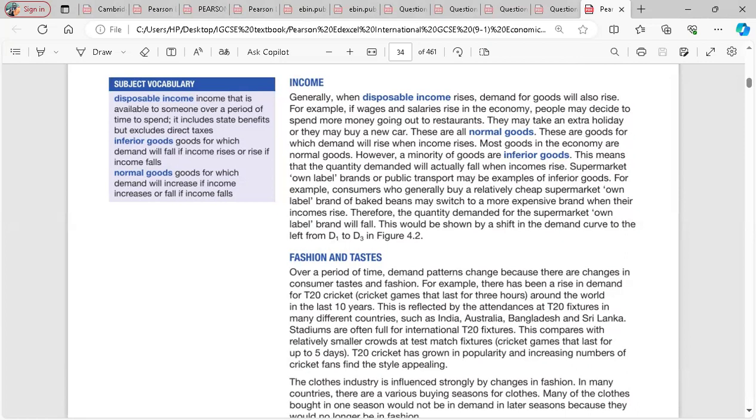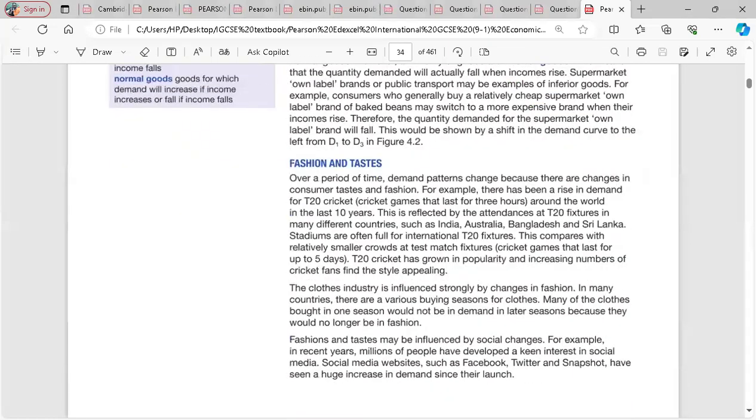That's the point there. If it increases, demand for normal goods might increase, shifting the demand for normal goods rightward. And at that point in time, for inferior goods, the demand will shift leftward. Clear? Good. The third one, fashion and taste.